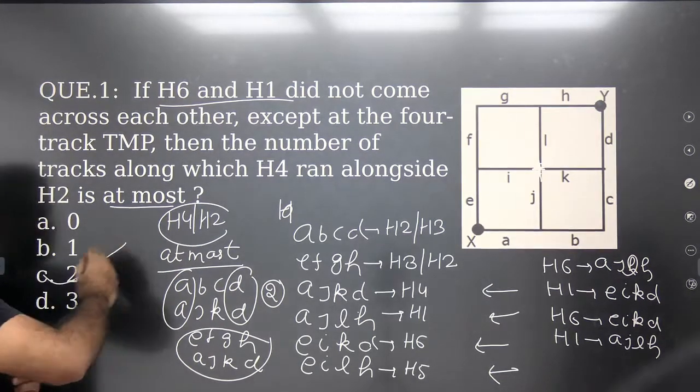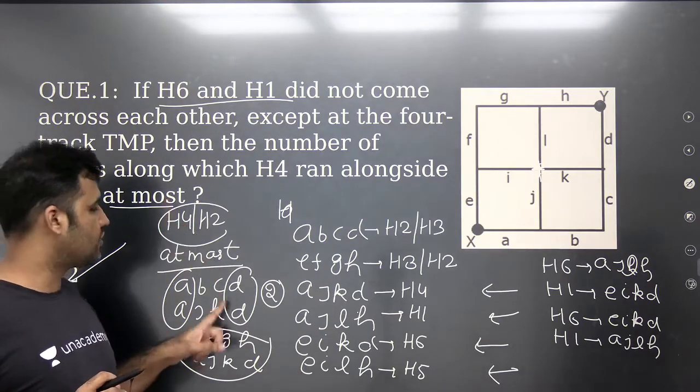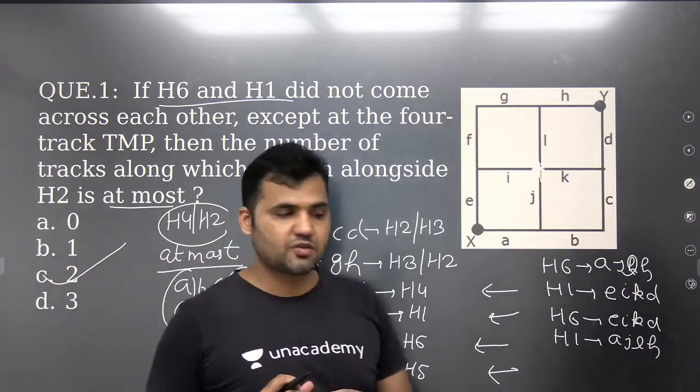So option C is the answer to the question. Here we have 0 common, here we have 2. But the at most possible value is 2. So therefore we'll go with this option. Option C is the correct answer. So this was the first question.